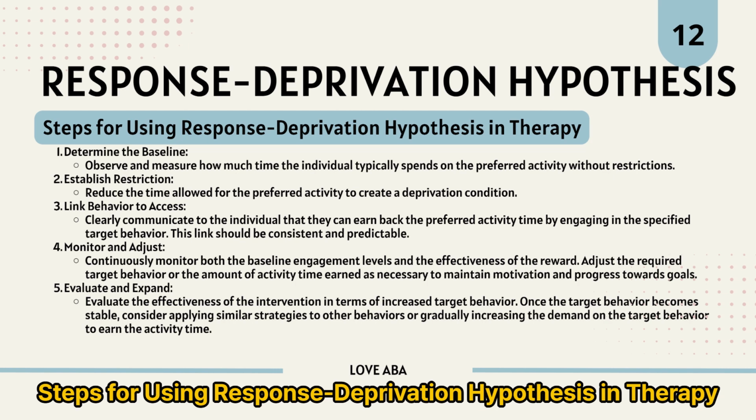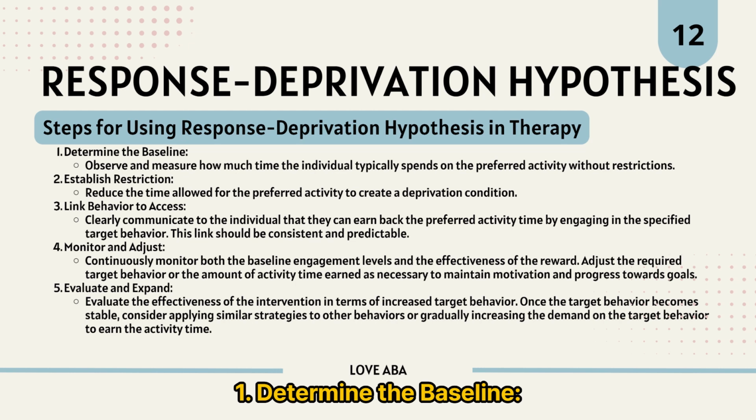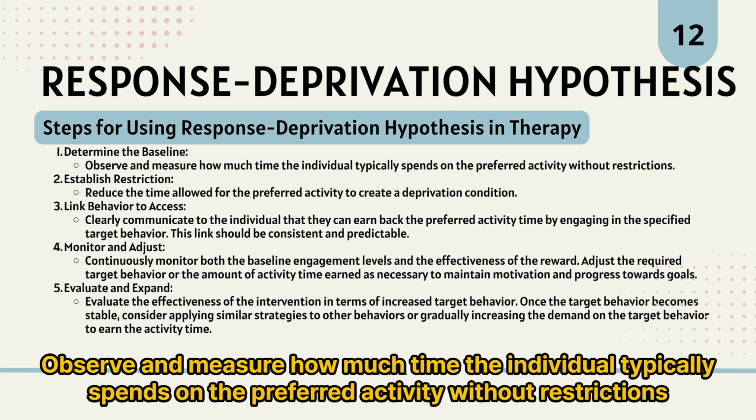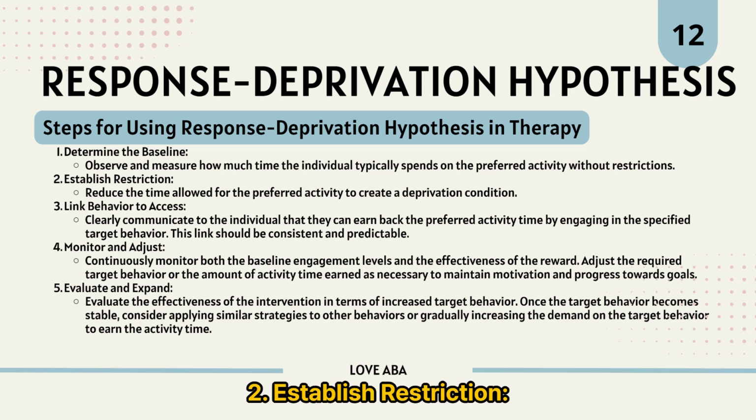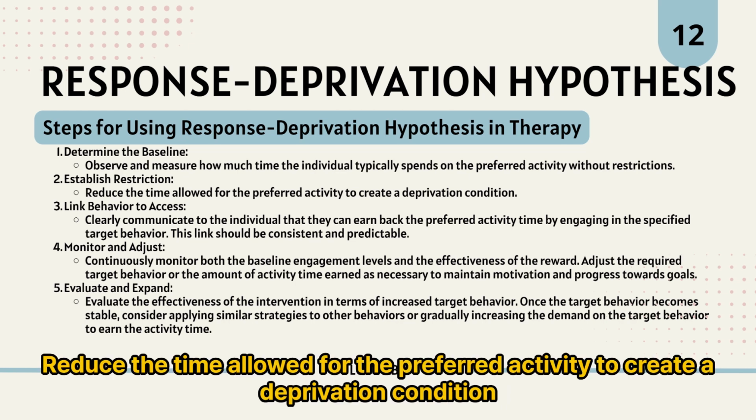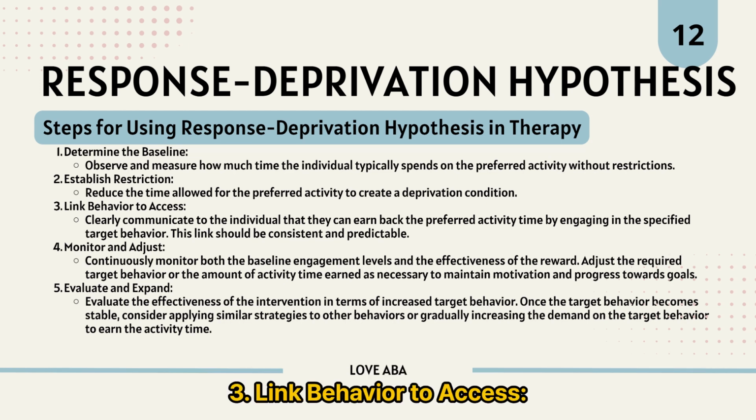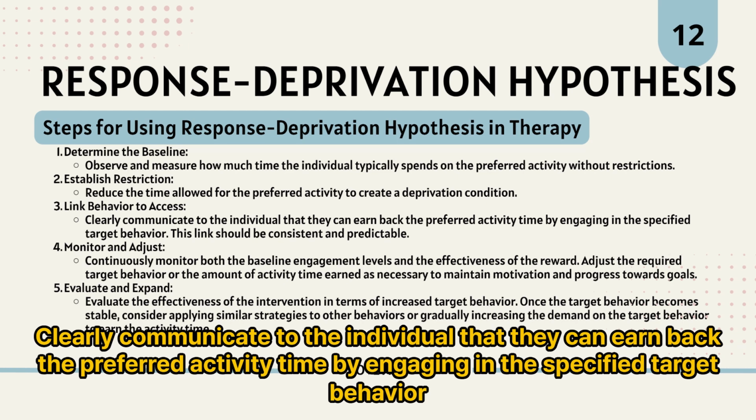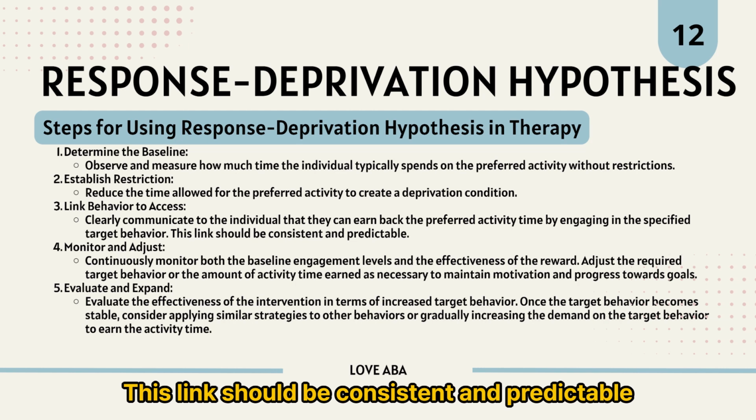Steps for using the response-deprivation hypothesis in therapy. 1. Determine the baseline. Observe and measure how much time the individual typically spends on the preferred activity without restrictions. 2. Establish restriction. Reduce the time allowed for the preferred activity to create a deprivation condition. 3. Link behavior to access. Clearly communicate to the individual that they can earn back the preferred activity time by engaging in the specified target behavior. This link should be consistent and predictable.